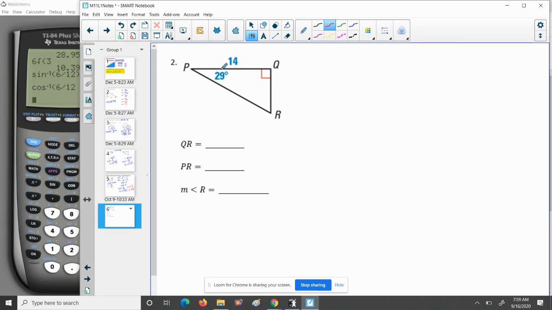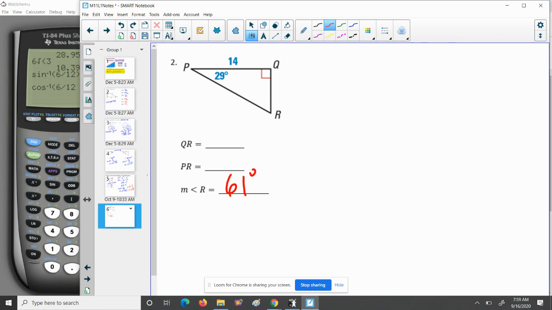We already have 2 angle measures, the 90 and 29 degrees. Now we want to solve for angle R. That's very quick. We know that triangles have to add up to 180. So if we take 180 minus 90 minus 29, then we're going to have 61 degrees left for angle R. So 61 degrees for R, and that's quick and easy to find.